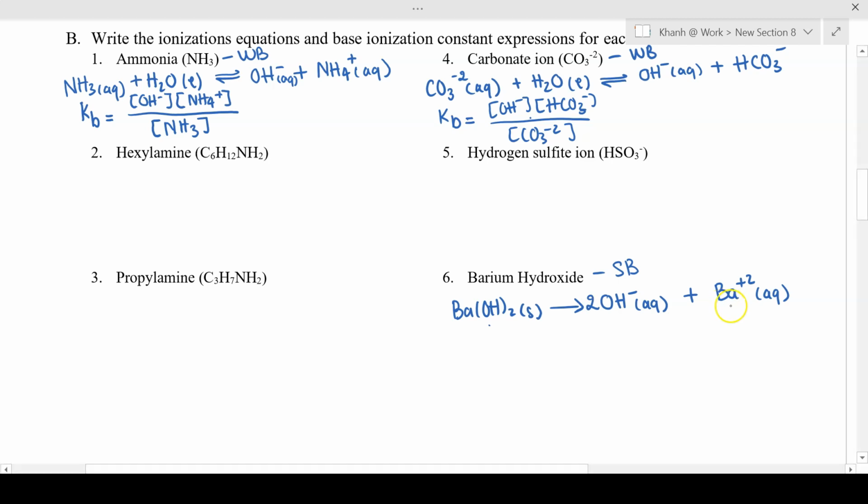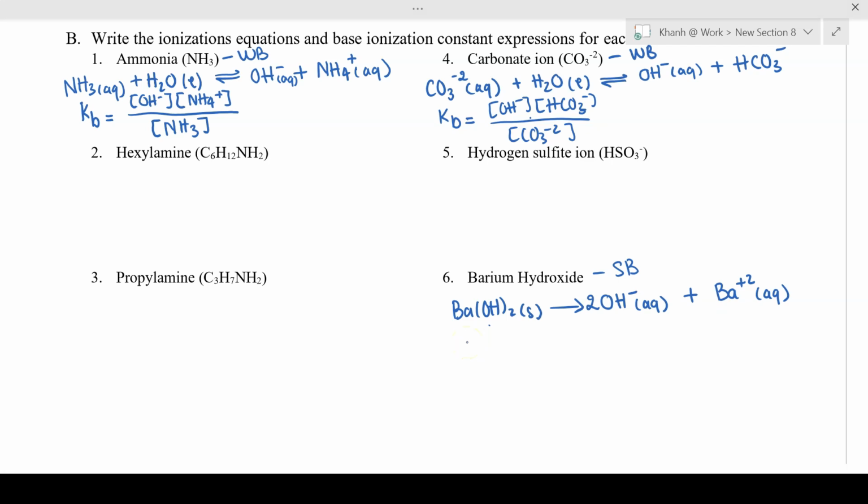Now, how did I know that barium is a +2? It is because we know that barium is part of group number 2 on our periodic table, and group 2 produces ions with the charge of +2. So that's how I got that charge.